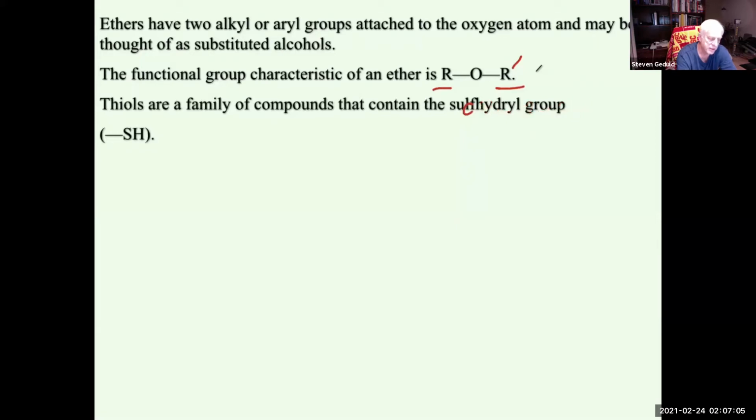Okay, thiols. Thiols are like alcohols. The only difference between a thiol and an alcohol is that instead of OH, you have SH. If you look at the periodic table, S is directly below oxygen. It has the same 6 valence electrons, same Lewis structure, so it behaves chemically the same way. So SH and OH are going to be similar in their reactions. Instead of alcohols, they're called thiols, and they contain the sulfhydryl group SH instead of OH.